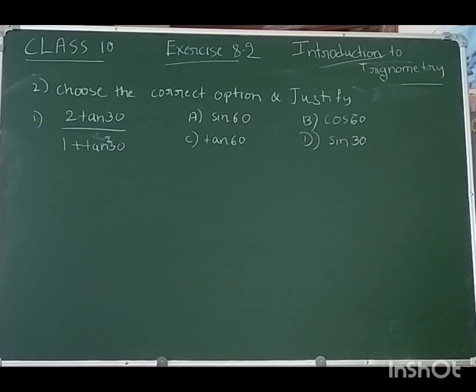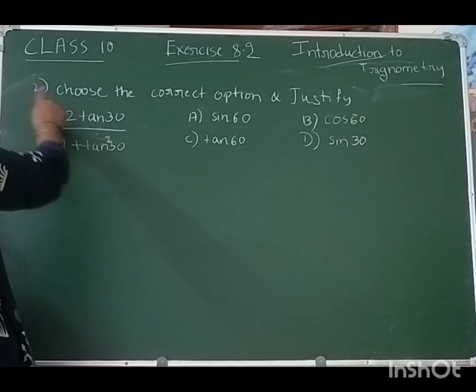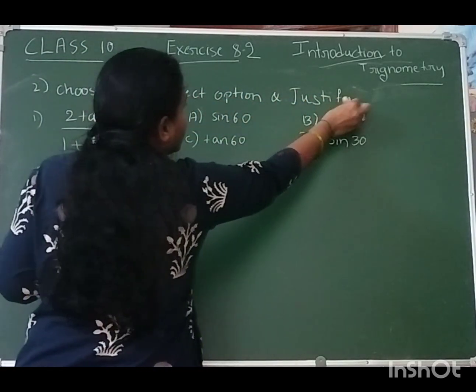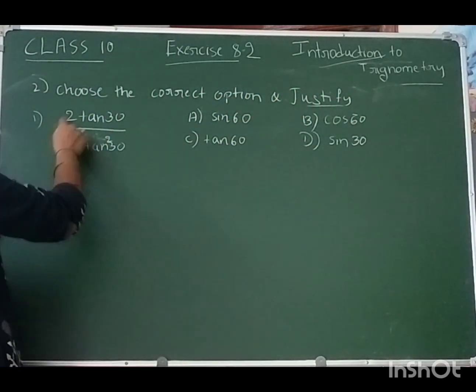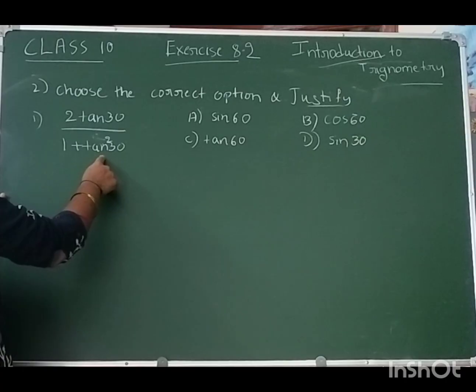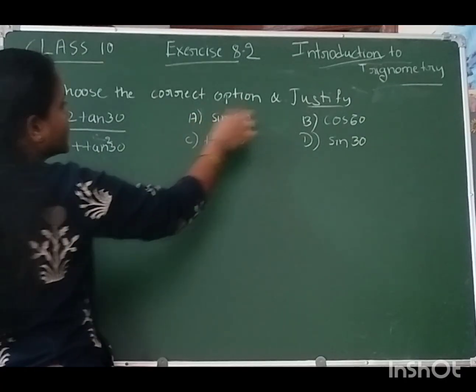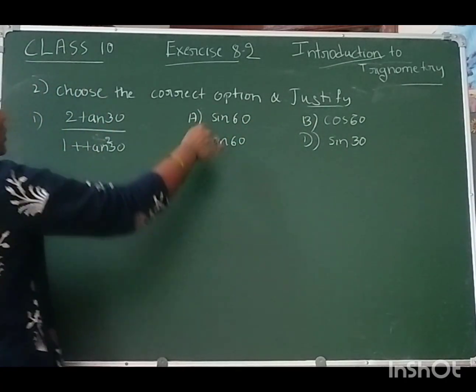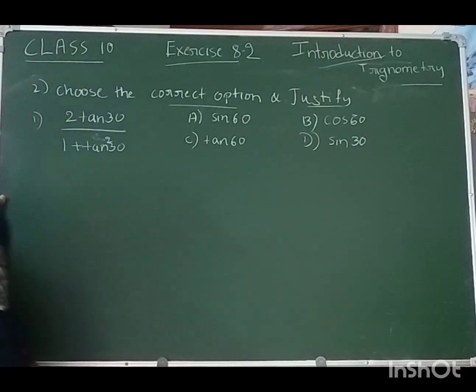So next main question, it's the second one. Choose the correct option and justify. The first question is 2 tan 30 divided by 1 plus tan square 30. So these are the four options. So we have to choose the correct option.